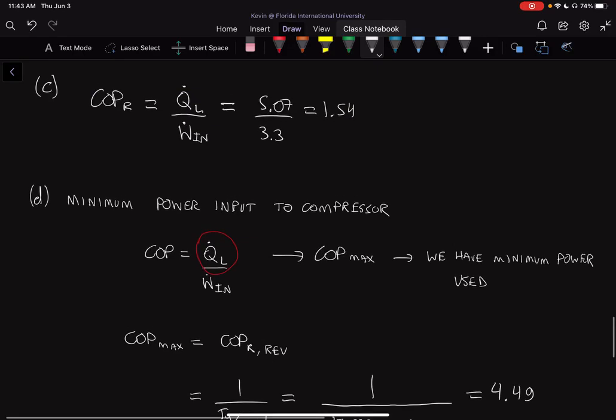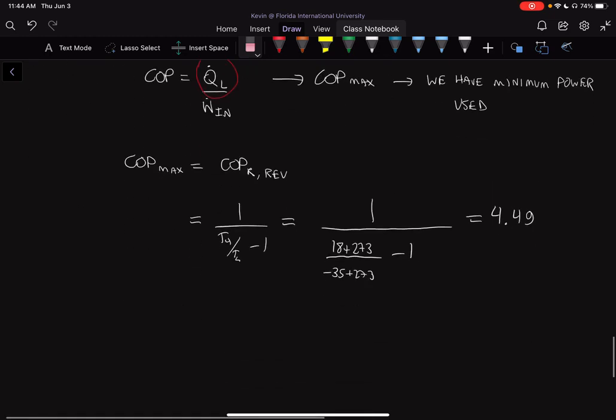So now we can actually check if the COP of our refrigerator made sense. Our COP of our refrigerator is 1.54. So we know that it's actually a possible refrigerator, okay? It means that it's below Carnot, so it makes sense. We have a lower COP. Everything is good on that side.